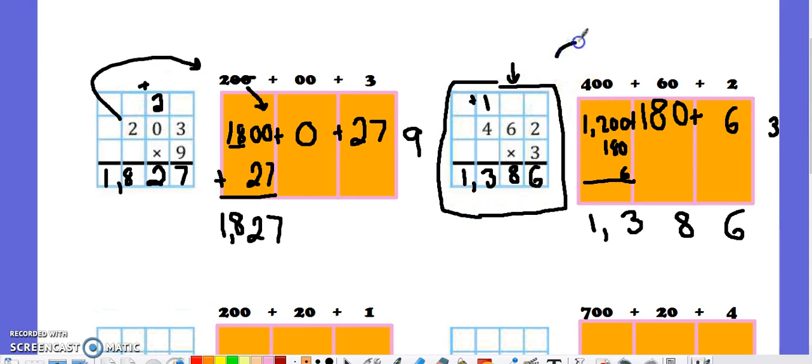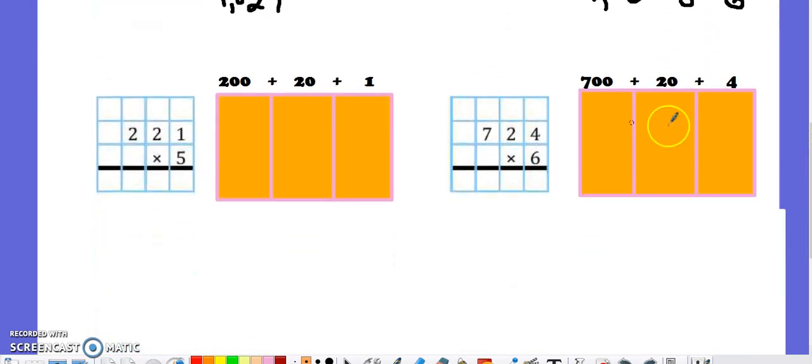I think many, if not most, or all of the students are going to latch on to the standard algorithm, but feel free to use this as an organization tool or a checking tool throughout. Let's try 2 more. 221 expanded is 200 plus 20 plus 1. My multiplier is 5. 5 groups of 1, or 1 group of 5, is 5.